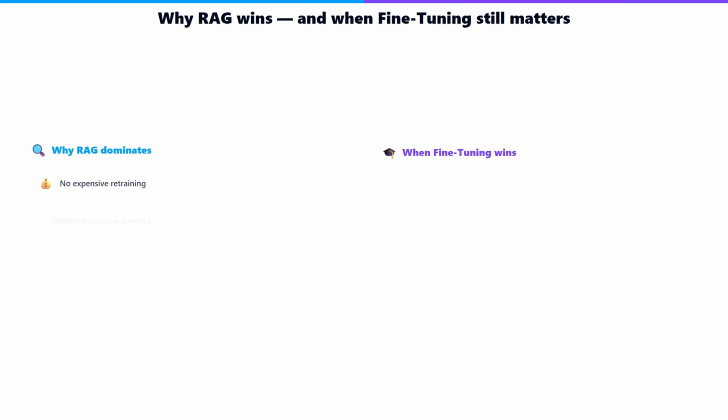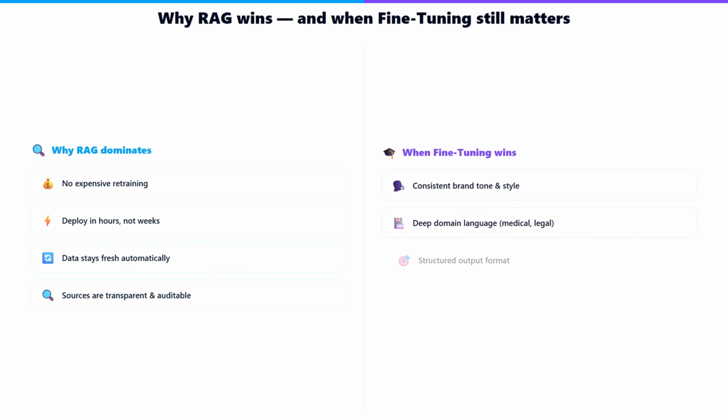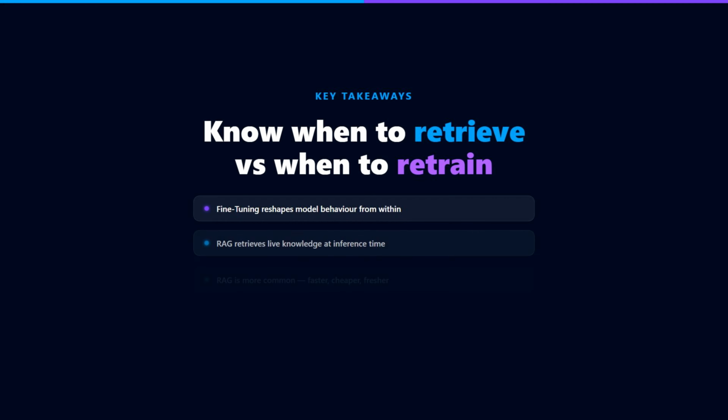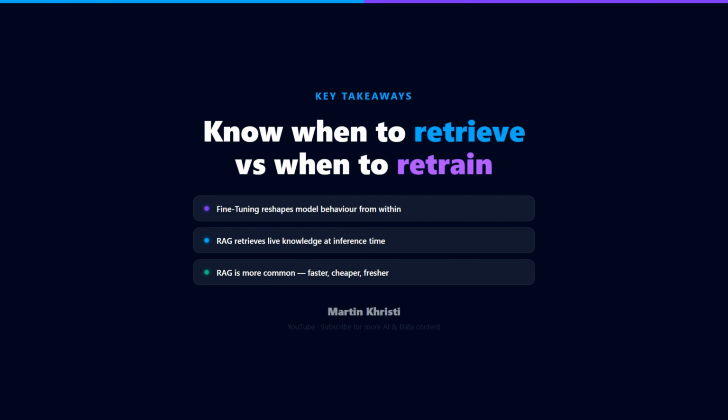So the core difference is simple. RAG brings external knowledge to the model when needed, and fine-tuning builds that knowledge directly into the model. Now, which one is more commonly used?